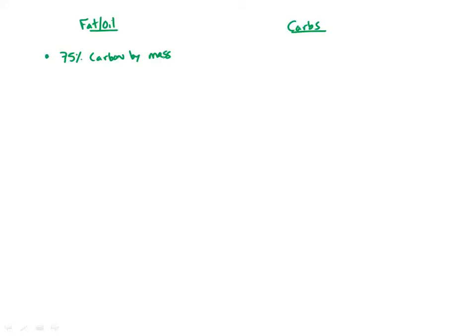75. What did I say? Oh, sorry. Carbohydrates are only about 40% carbon by mass. So if you have an equal mass of fats and oils and an equal mass of carbohydrates, there's a lot more energy in that fat and oil.